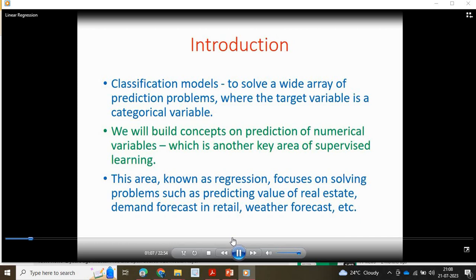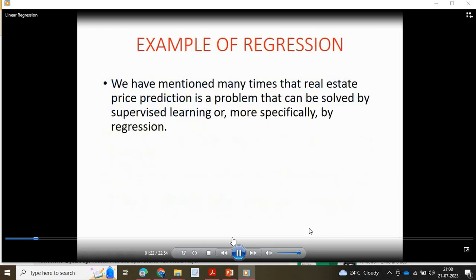This area, also known as regression, focuses on solving problems such as predicting the value of real estate, demand forecast in the retail market, weather forecasting, etc. These are all examples of linear regression. Example of regression. We have mentioned many times that real estate price prediction is a problem that can be solved by a supervised machine learning algorithm. That is, we also call it regression.